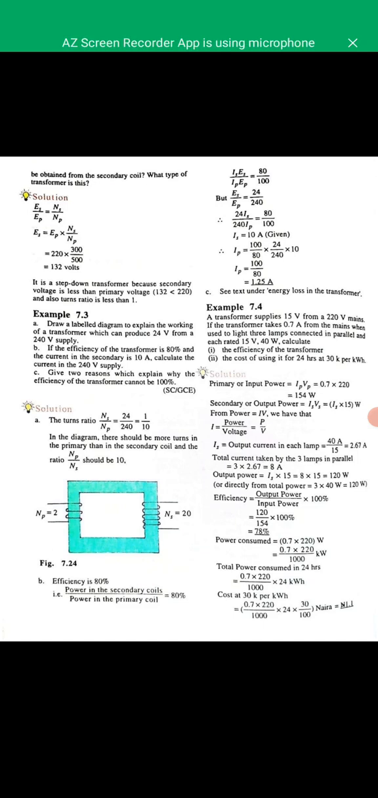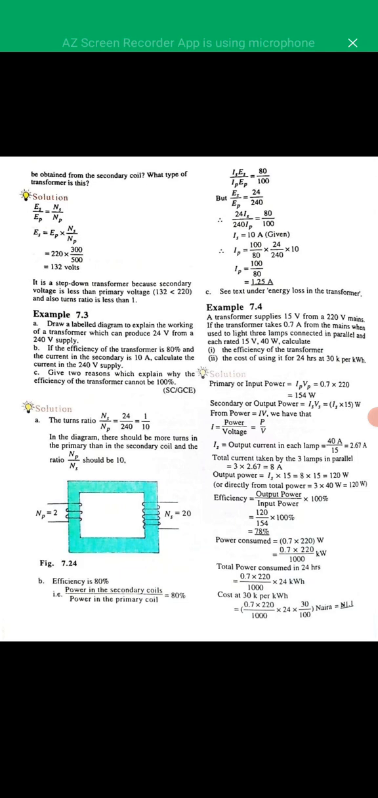Power consumed, we have 220, and it's in watts, so we convert it to kilowatts. So our main focus is on the primary, to know the power consumed from the primary coil, not on the secondary coil. So power consumed in the primary coil is 0.7 times 220, that's over 1000 to convert it to kilowatts. Then we'll multiply by 24 kilowatt hour. Oh, sorry, yes, by 24 kilowatt hour. Total power consumed in 24 hours. So by 24, then we multiply it by 30 kobo.